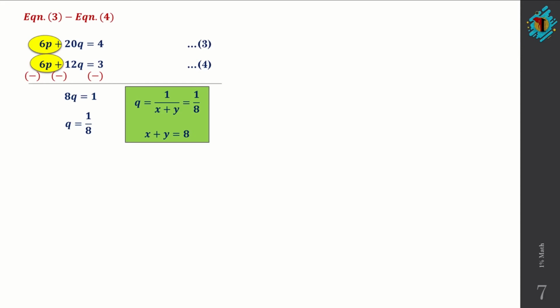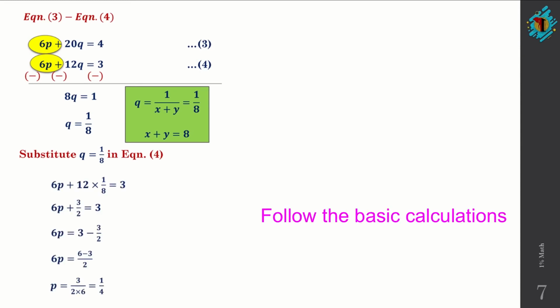Now let us find the value of p. That means I am going to substitute q is equal to 1 by 8 in equation number 4, because equation number 4 looks much better than equation number 3. But you can choose any one of these equations. Here I have chosen equation number 4. So let us substitute. This is how the calculation goes, because we have already done this kind of calculation. In the first step, I cancelled 12 and 1 by 8, where I got 6p plus 3 by 2 is equal to 3. Then I transposed 3 by 2 to the other side. It becomes 3 minus 3 by 2. Further simplification will give us p is equal to 1 by 4.